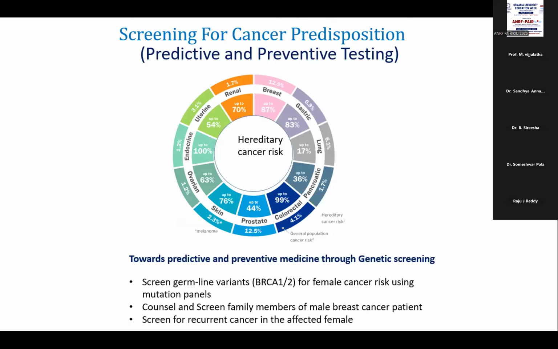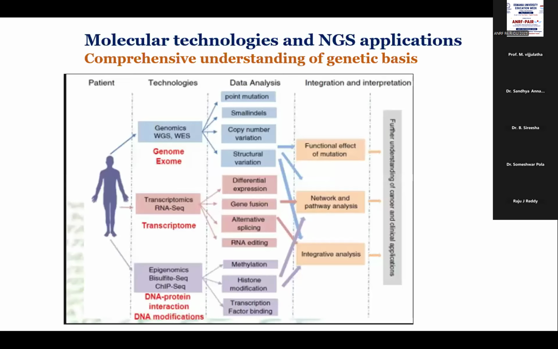So the female members of the family have to be warned, and they have to be screened as a preventive strategy. But further, there may be a chance of recurrence in the affected individuals. So the recurrence risk also can be assessed based on the molecular profiling. If you see in breast cancer, 12.9% is accountable, and about 87% risk can be predicted from germline mutations. These are the different technologies.